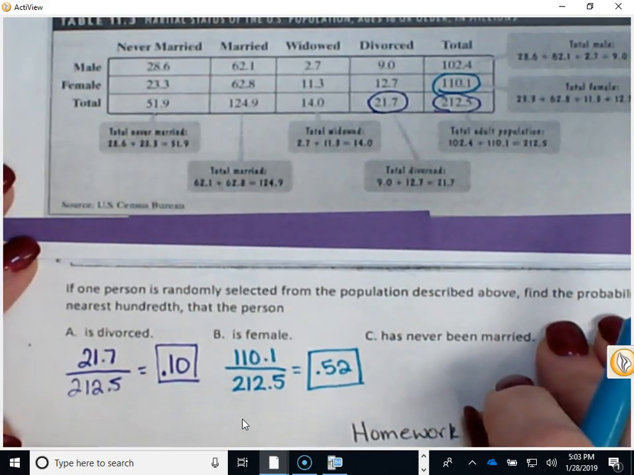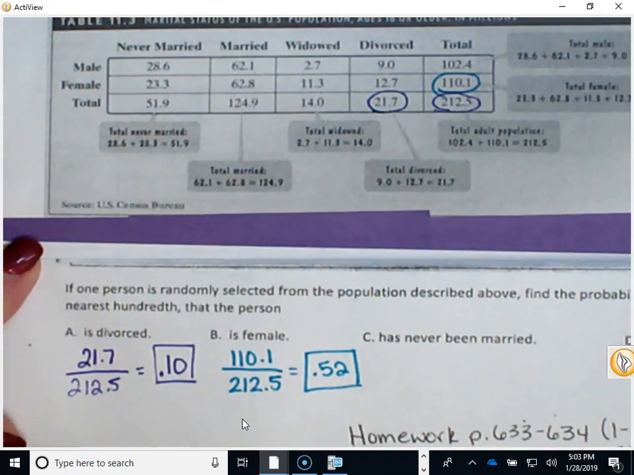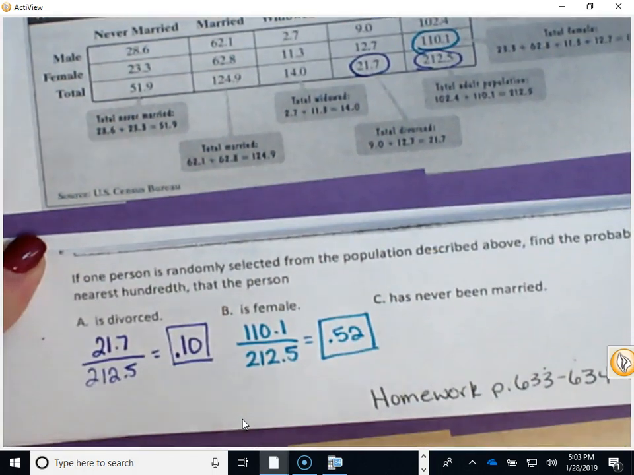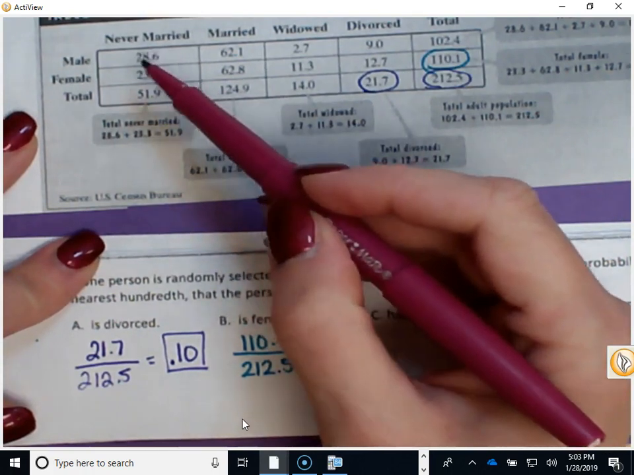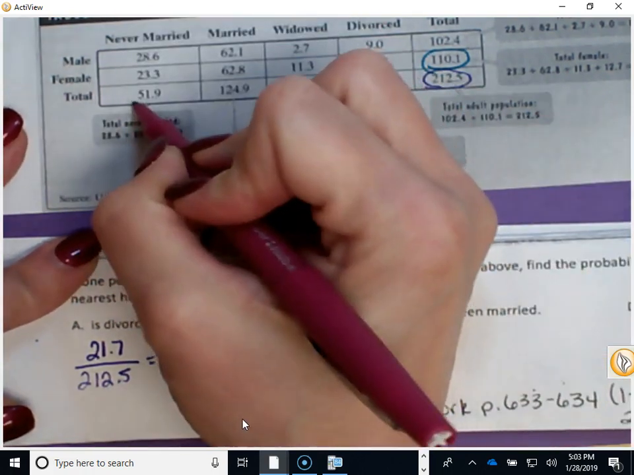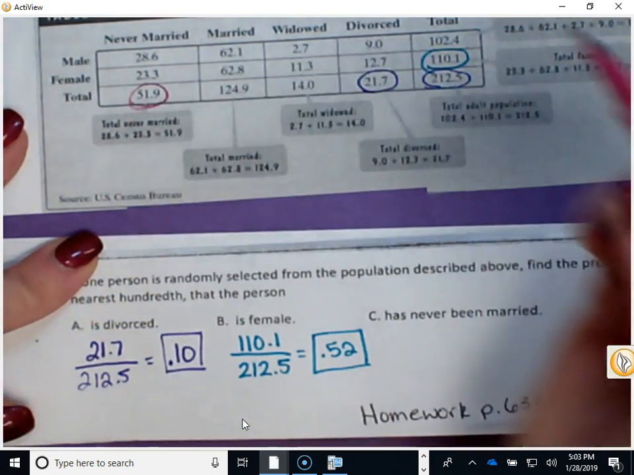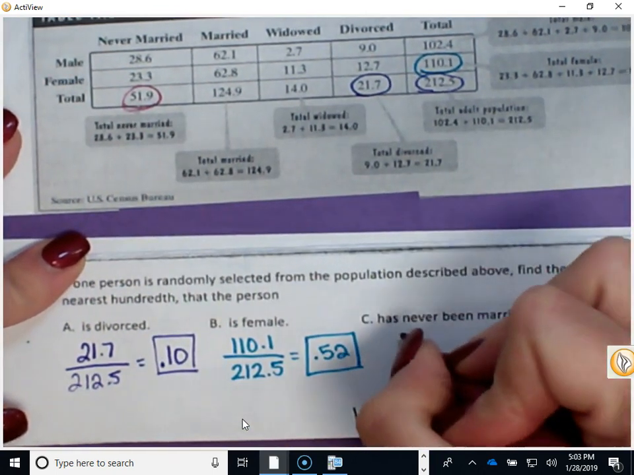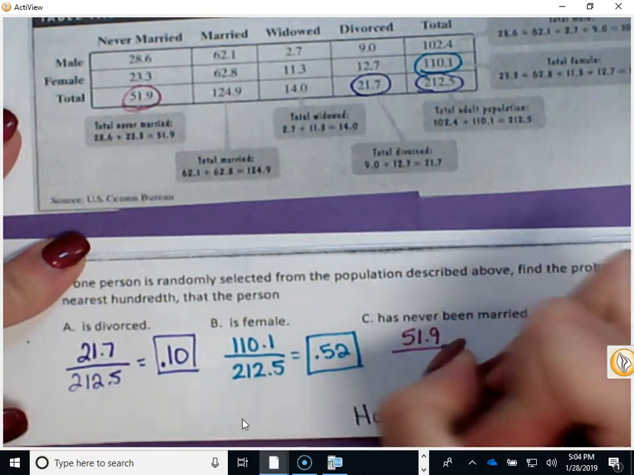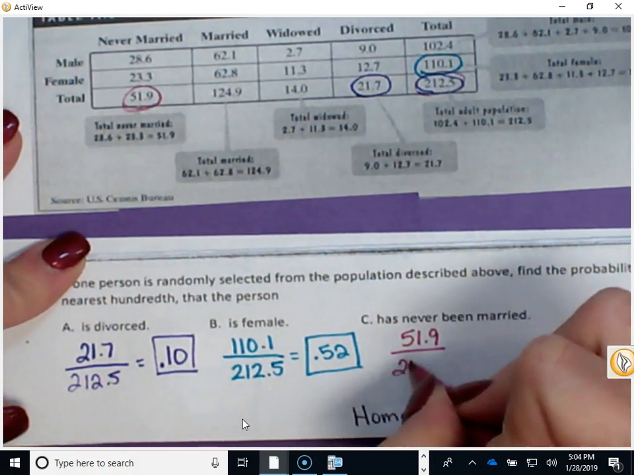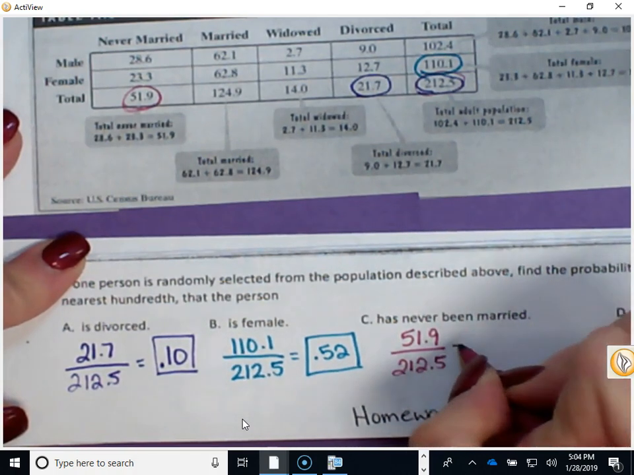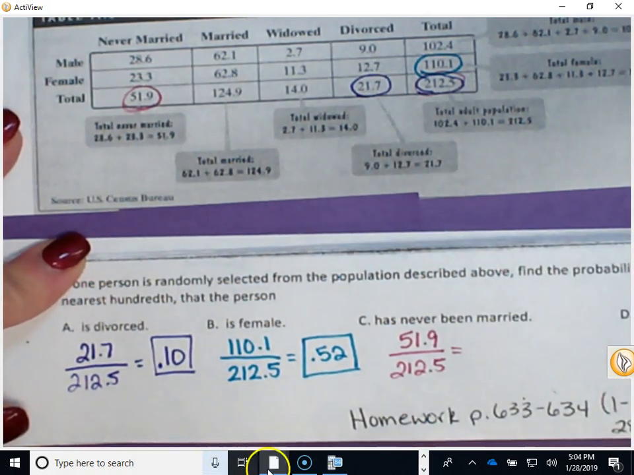All right, never have been married. Let's pick another color. Now they didn't break it down into men or women. They just said never married. So we want to go with the total. 51.9 divided by our total, 212.5. Let's see what that gives us.